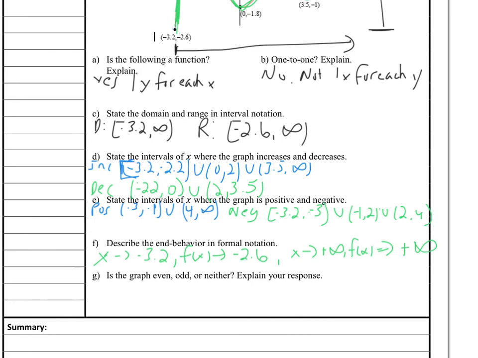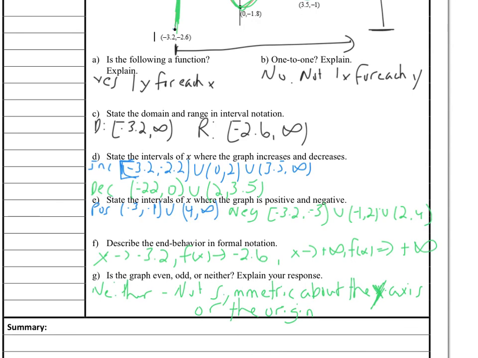So I'm going to write neither, because it's not symmetric about the x-axis. Yep, I'm at y-axis. Let me change that. Not symmetric about the y-axis, I apologize. Or the origin. So it's not symmetric about the y or the origin.